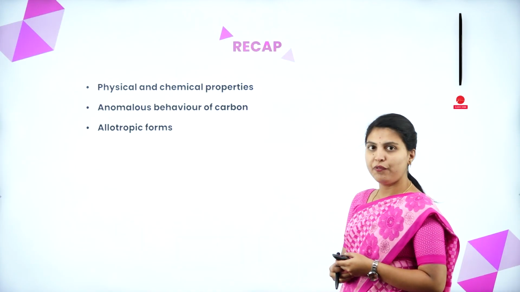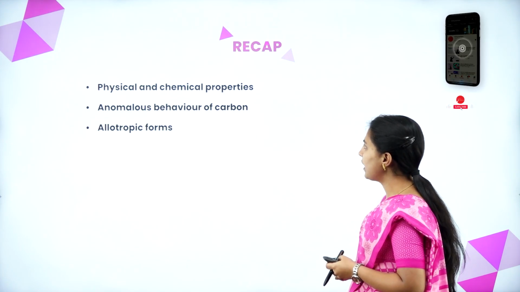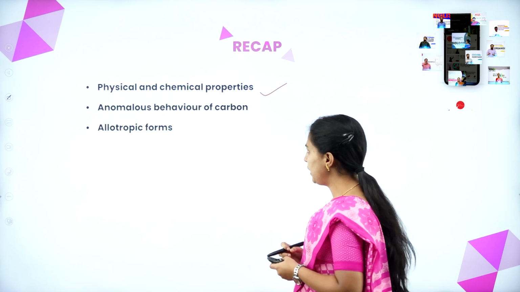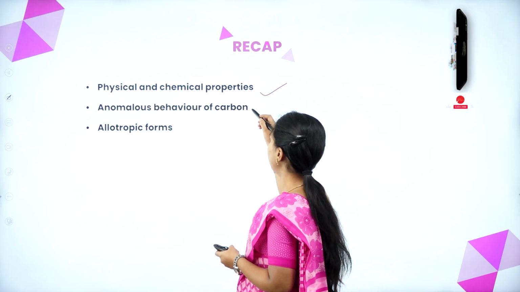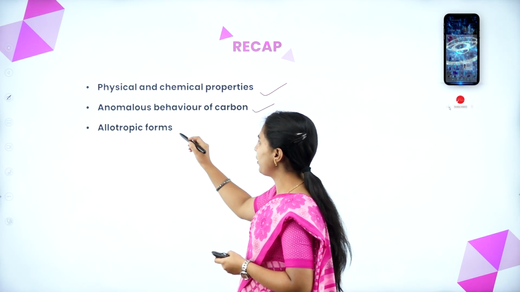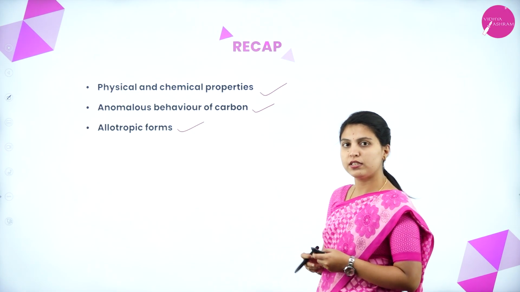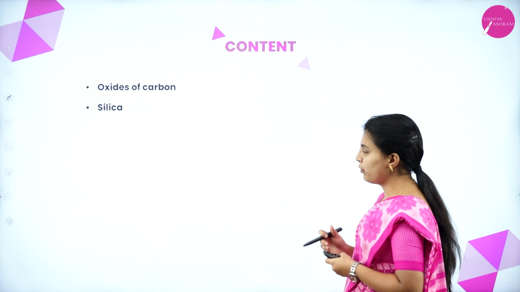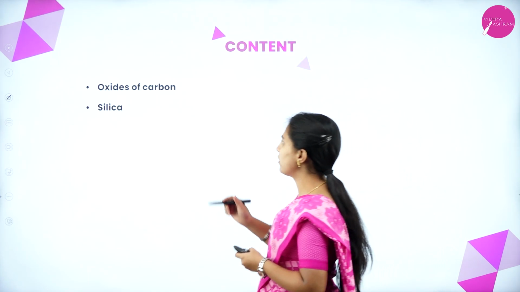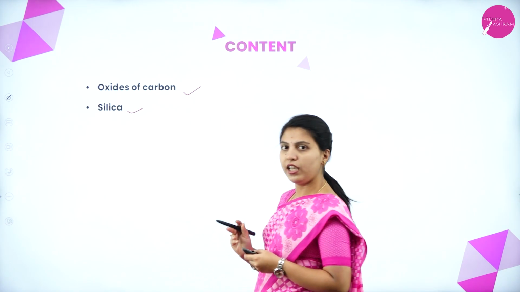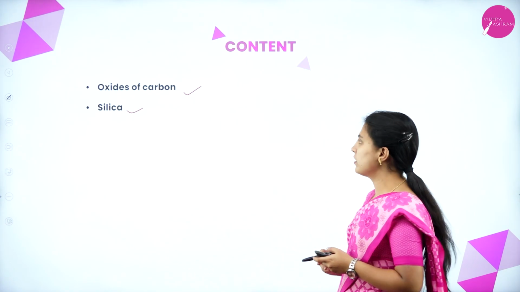In the last session, we have discussed the physical and chemical properties of carbon and the carbon family, anomalous behavior of carbon and allotropic forms of carbon. These are the topics we have discussed in the previous session. In today's session, we will discuss oxides of carbon and silica. These are the two topics which we will discuss in this session.